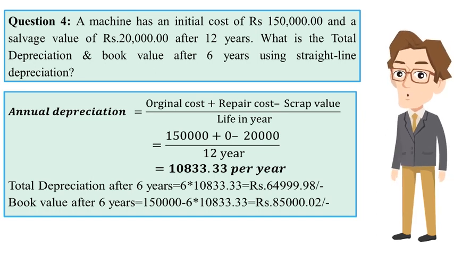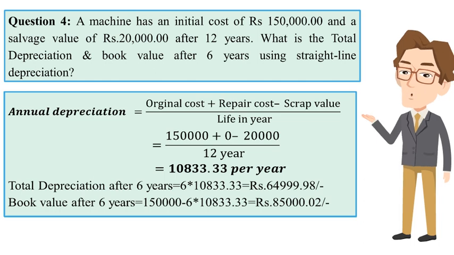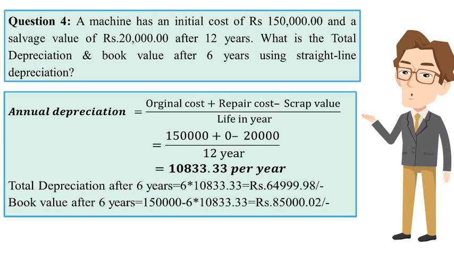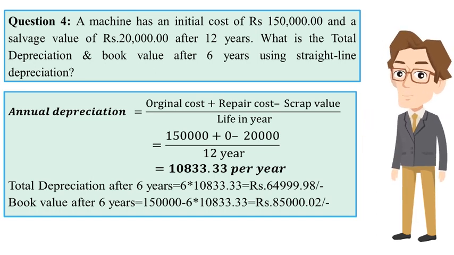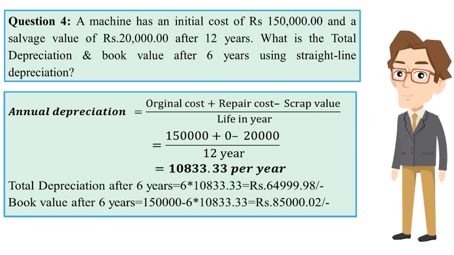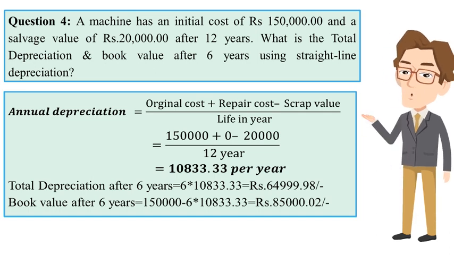Substituting the given values into the formula, we get annual depreciation equals 10,833.33 per year. Annual depreciation equals 150,000 minus 20,000, divided by 12, equals 10,833.33 per year.